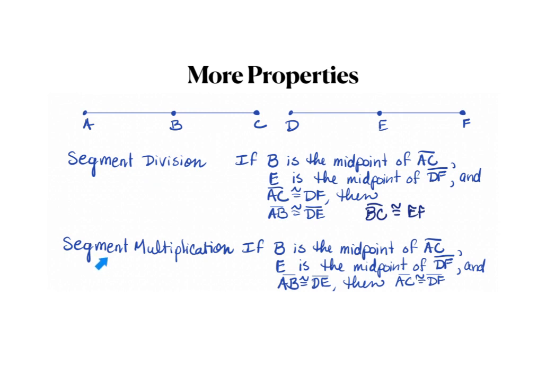Segment multiplication works the opposite way. If I know that I have two segments that have been cut in half and I have one of the pieces, then I know the entire segment must be congruent to the other entire segment. So I still am given that B is the midpoint of AC and E is the midpoint of DF. This time, though, I'm told that the pieces are equal. I know that AB is equal to DE. When that's the case, then I know the whole segments must be congruent. AC is congruent to DF, segment multiplication. That's another reason that you can use in your proofs.